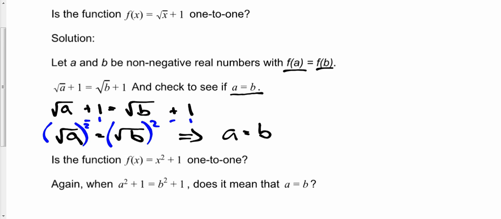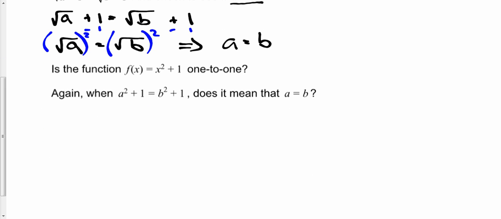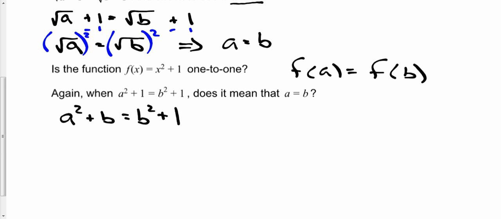Okay? How about this guy? Henry's already got an intuition because it's a parabola, right? But let's do the algebra. So a squared plus 1 equals b squared plus 1. What am I doing again? I am saying f of a equals f of b. I am saying that. So that is one of my stipulations. And then I'm asking myself, is a equal to b?